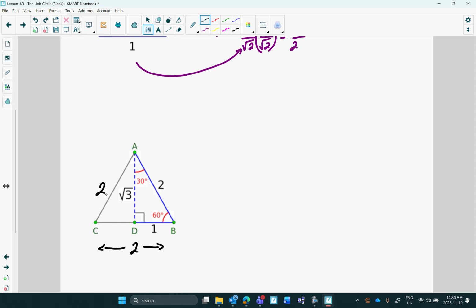So if I slice this in half, this is actually an equilateral triangle, because all sides are the same. But if I slice it in half, I create a right triangle where this is 30 and this is 60. This is still 2. This must be half of 2. And then by Pythagoras, I can figure out this. I get this by doing 2 squared minus 1 squared and taking the square root.